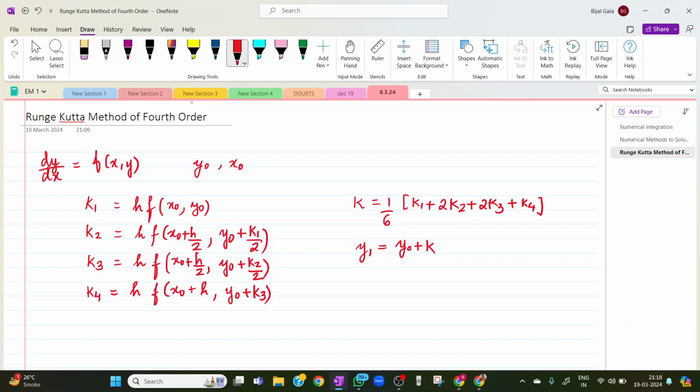Let's understand this with the help of an example. You can note down the formula, you can take a screenshot of the formula so that we will be able to use it. Okay, let's start with the questions.